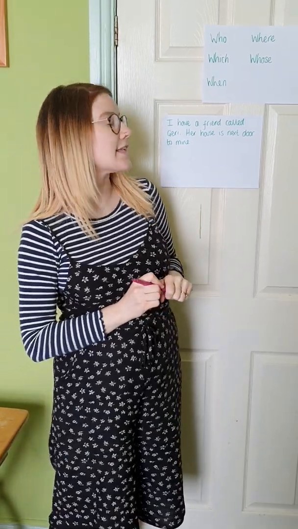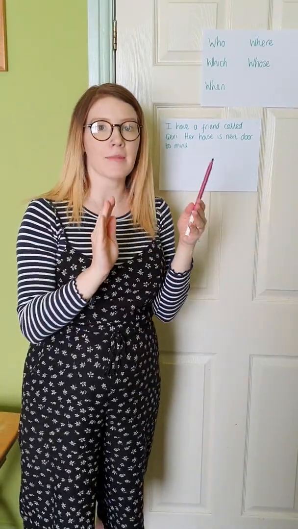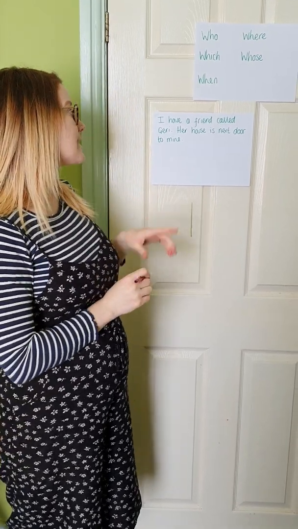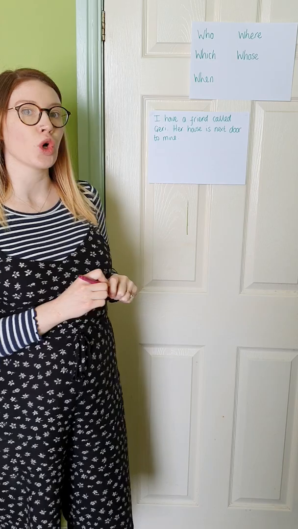I have a friend called Jerry. Her house is next door to mine. So let's try some different ones this time. Maybe you can mess around with them a bit. Maybe you can cut up your relative pronouns, separate your sentences and see which ones fit inside your sentences. So I have a friend called Jerry. Her house is next door to mine.